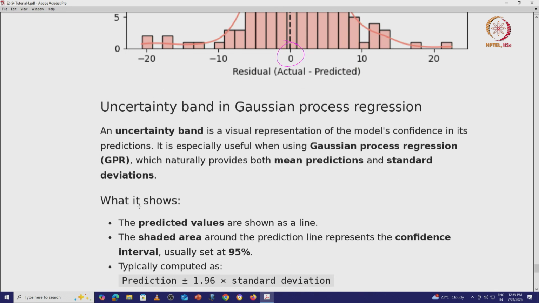And finally, because GPR is a probabilistic technique, you can also use it to plot an uncertainty band, which is a visual representation of the model's confidence in its predictions, and is especially useful in GPR, which naturally provides both mean predictions and standard deviations.